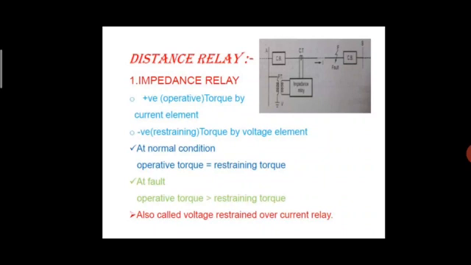First point, positive operative torque by current element, negative restraining torque by voltage element. At normal condition, operative torque is equal to restraining torque. At fault, operative torque is greater than restraining torque, also called voltage restrained over current.